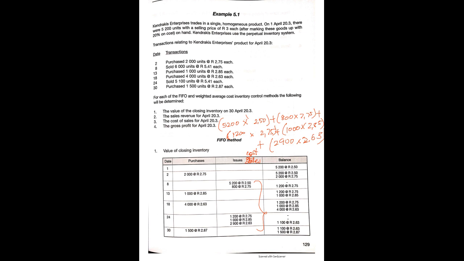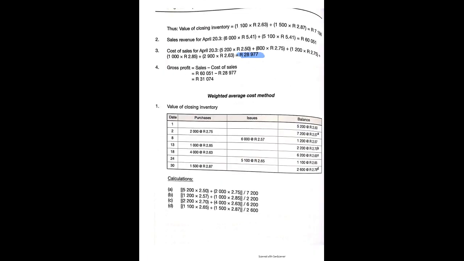Remember, your gross profit is calculated as sales minus your cost of sales. So here is your sales, it is the 60,051. Your cost of sales is here, the 28,977. So here the profit is 31,074. Okay, so that's the first one, which is your FIFO method under the perpetual inventory system. Now let's look at your weighted average method.